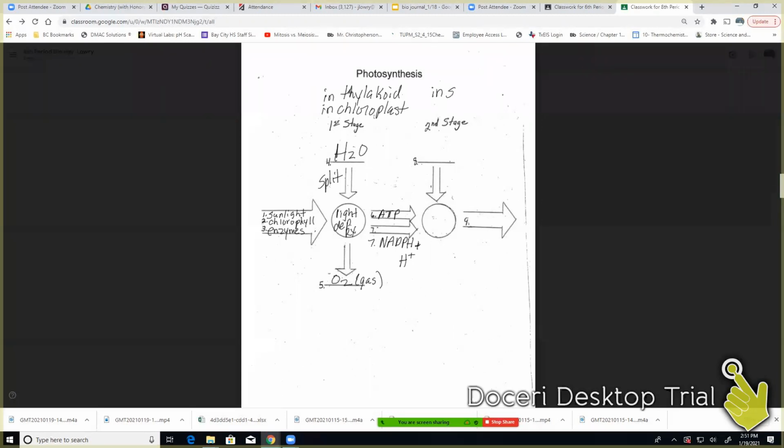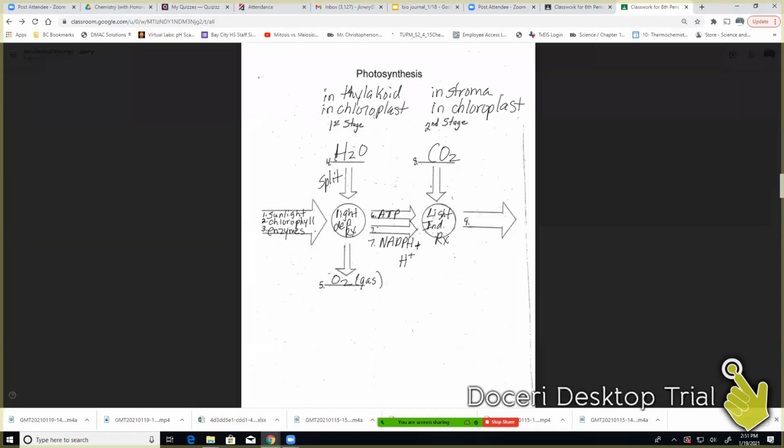In the second stage, which is going to be the light independent, that takes place still in the chloroplast. It's in the stroma of the chloroplast. And here CO2 is brought in. This is the light independent reaction. So this part, we don't have to have the sunlight.